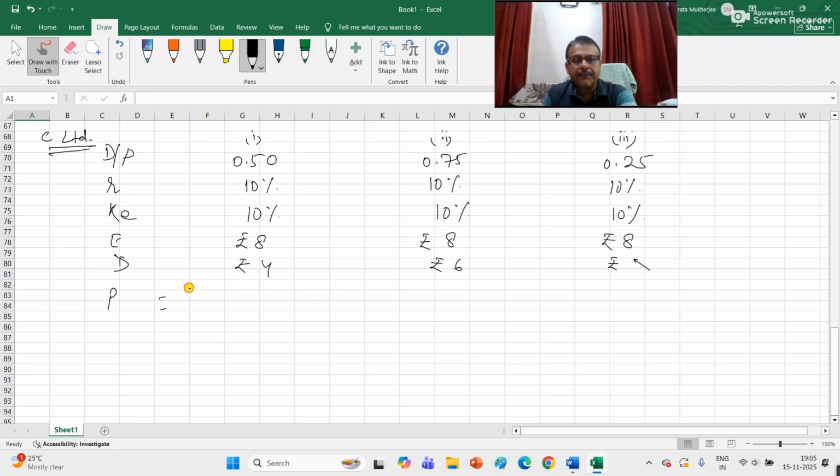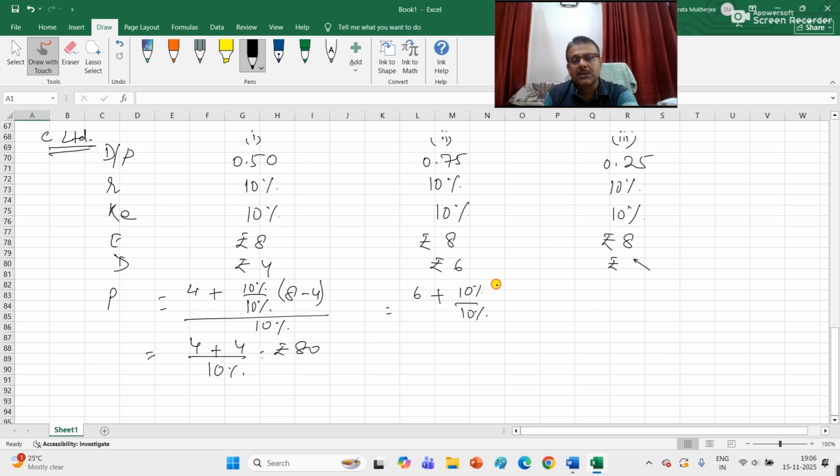So let us see, if D is equal to 4 plus 10% by 10%, this will cancel out, 8 minus 4 by 10%. So 4 plus 4 by 10% is rupees 80. Then in situation 2, this will be 6 plus 10% by 10%, 8 minus 6 by 10%. So 6 plus 2 by 10% is rupees 80.